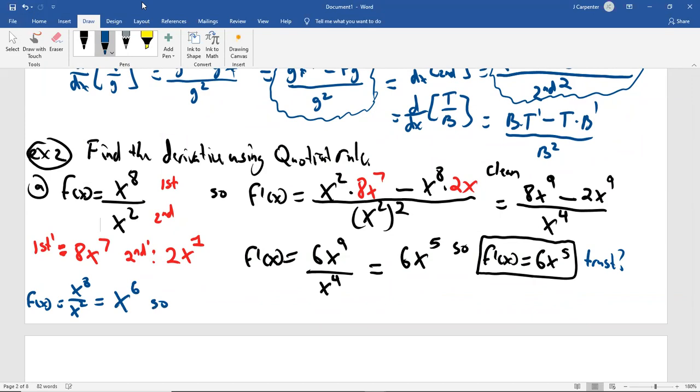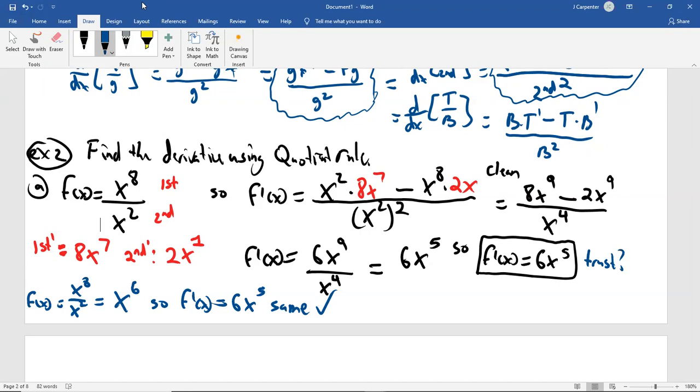No more quotient rule needed, just a power rule, which means our f prime of x, take the 6 out front, leave the x alone, decrease its exponent by 1, and you get 6x to the 5th, which is the same thing. It worked. Now, when you look at the blue, you can tell why your teacher on his own would never, ever, ever do it the other way.